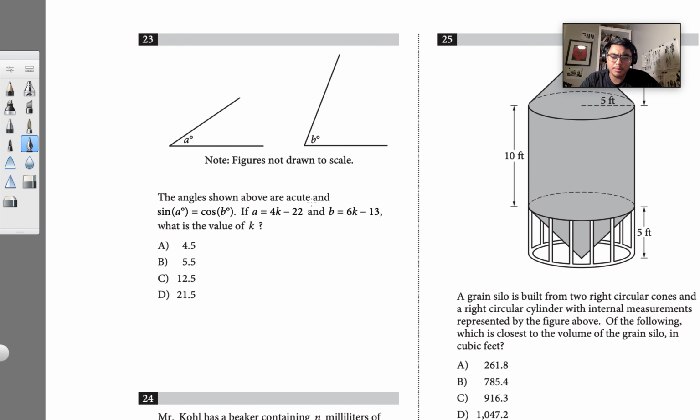The angles shown above are acute and sine A is equal to cos B. If A equals 4k minus 22 and B is equal to 6k minus 13, what is the value of k? Okay, so in order to solve this question, we'd have to find a relationship between the angle A and the angle B.